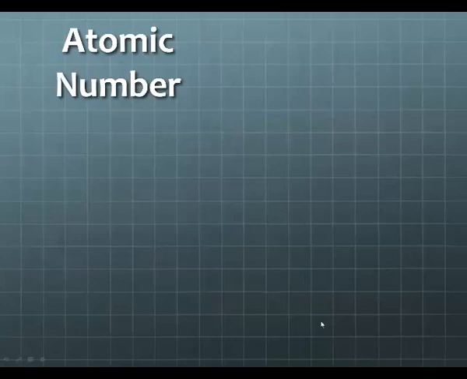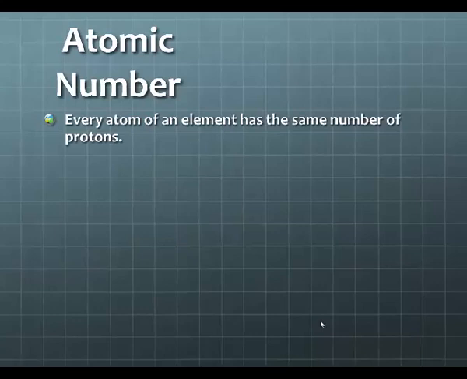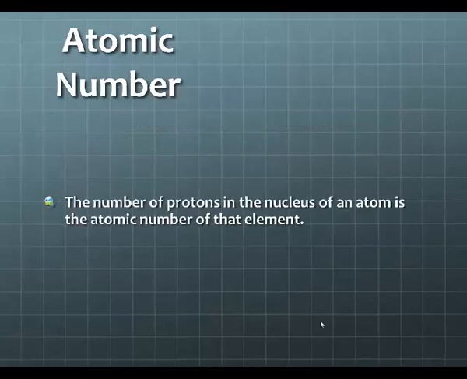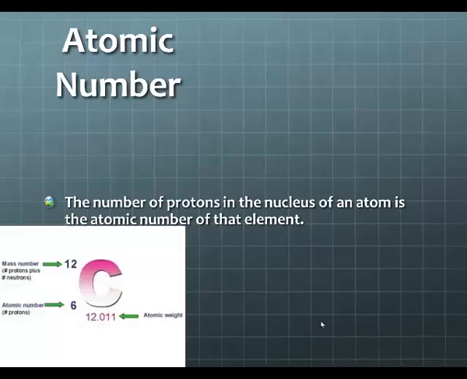The atomic number. Every atom of an element has the same number of protons. For example, every carbon atom has 6 protons and every iron atom has 26 protons. The number of protons in the nucleus of an atom is the atomic number of that element. So for example, carbon, its atomic number is 6, therefore it has 6 protons inside the nucleus.